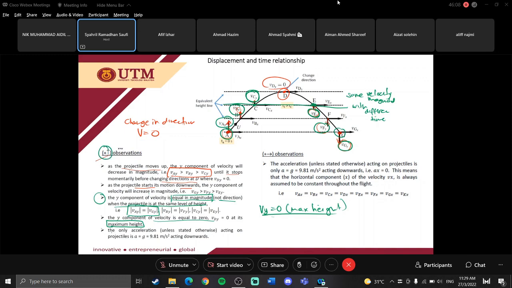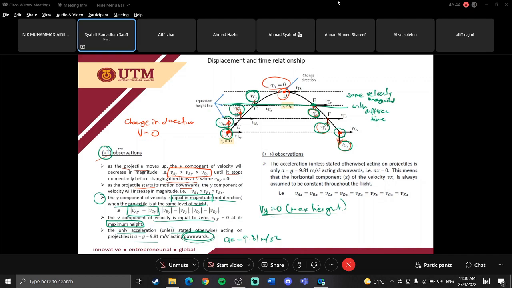The only acceleration, unless stated otherwise, acting on a projectile is a equal to g equal to 9.81 acting downwards. Since acceleration is a vector, we need to consider the direction. Downwards means that when you use acceleration, it's always negative 9.81 meters per second squared because the direction is downwards. So don't forget to put the negative.